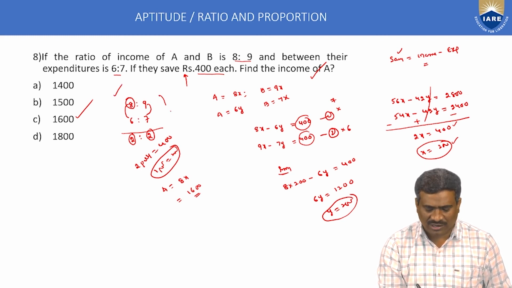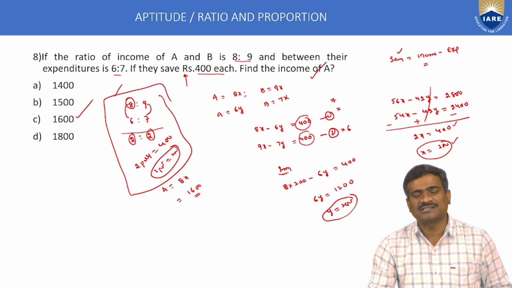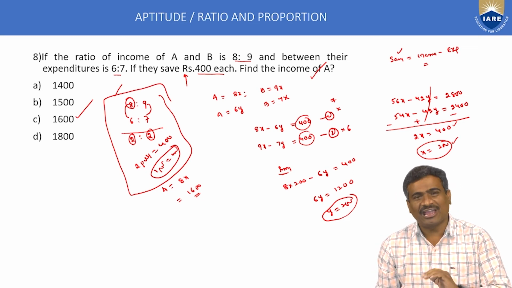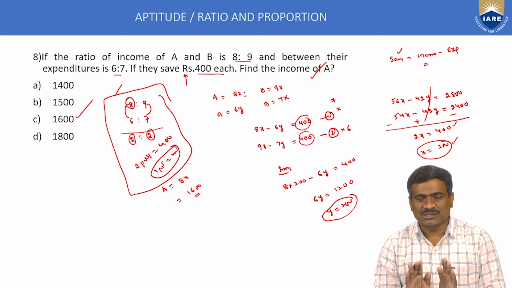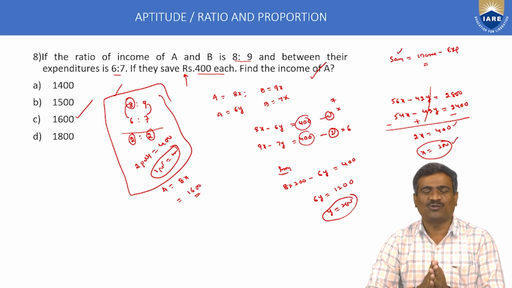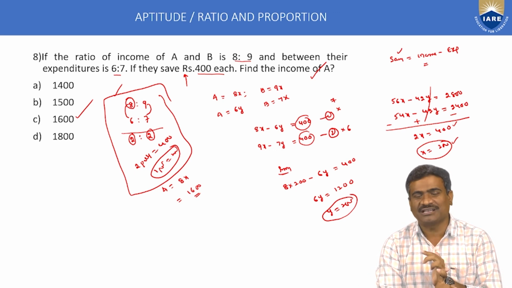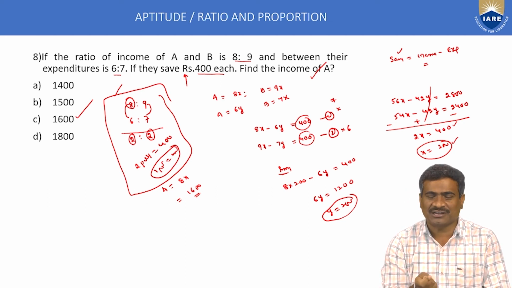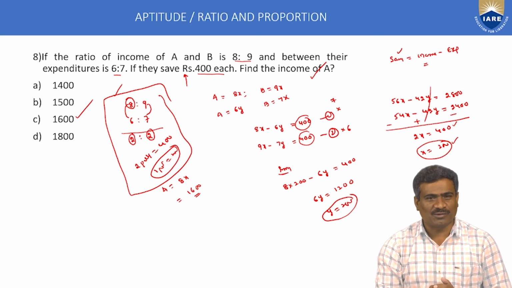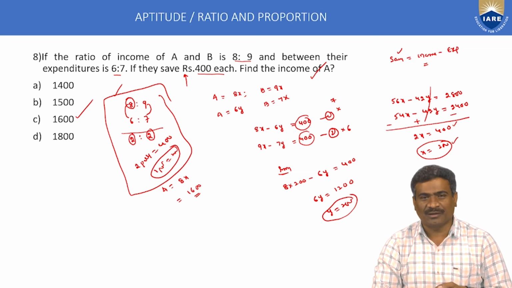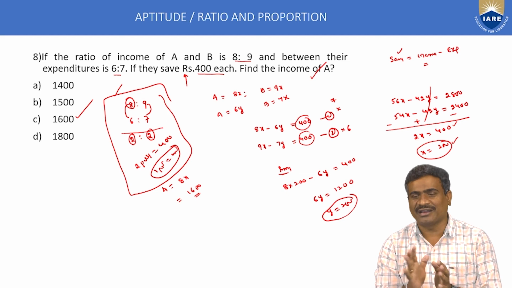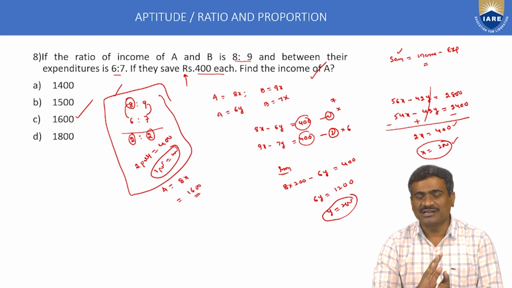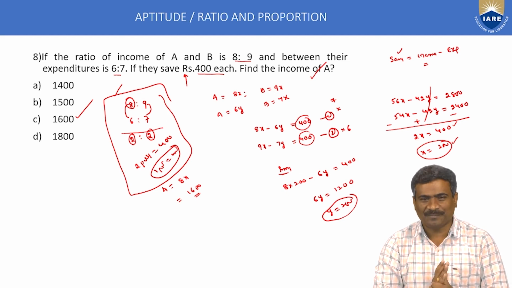This method is also correct. You check the common parts of A and B. Here A and B saving 2 parts. 2 parts saving is equal to 400. One part is equal to 200. Calculate income or expenditure, that is the answer of the given problem. Here calculate only income. A income 8x, B income 9x, that is 1600 and 1800. This is about the saving method example.